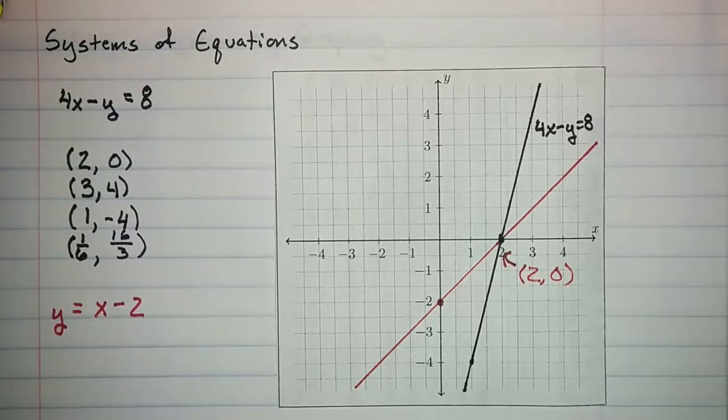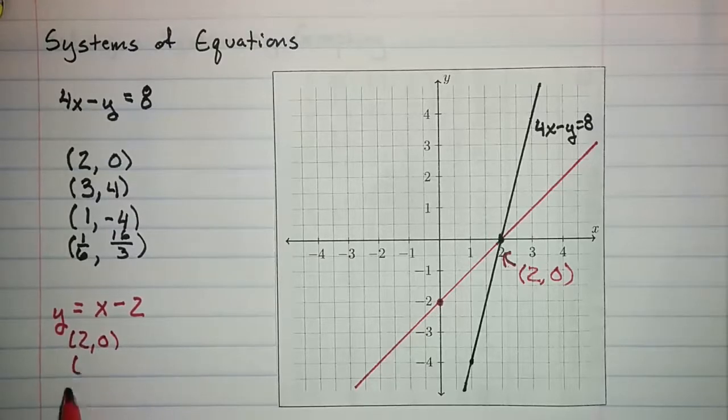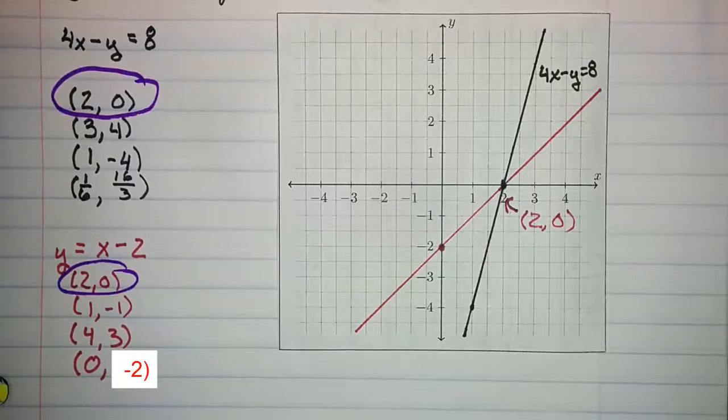The second equation also has a bunch of solutions: (2, 0), (1, -1), (4, 3), (0, 2), and so on. Right. But there's only one of them, this one, that is a solution to both.